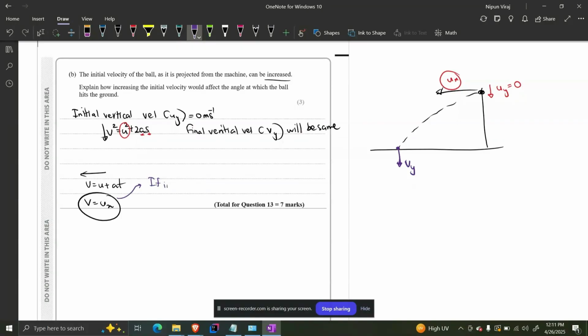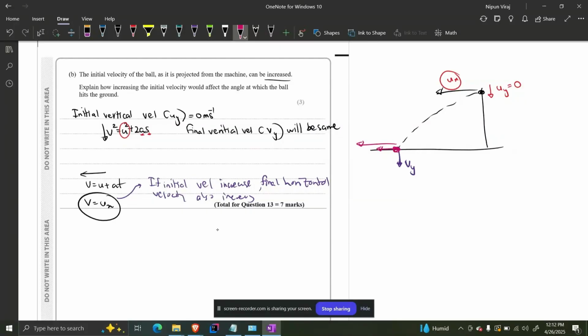if initial velocity increases, final horizontal velocity also surely increases. So what will happen? Now in this direction you will have a longer line. Initially it will be something like this. Now, in the final situation it will be something like this.